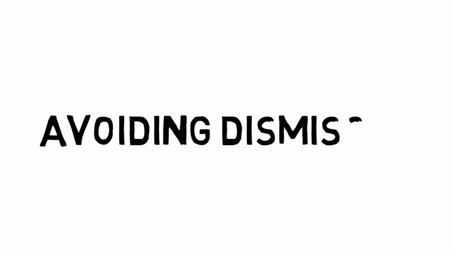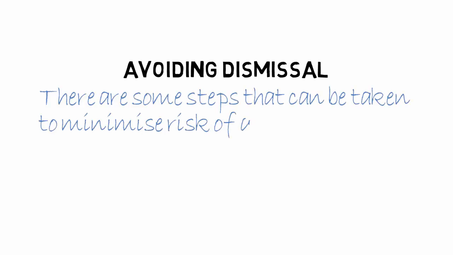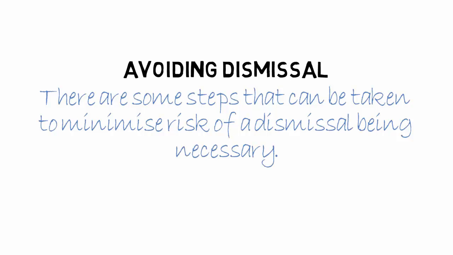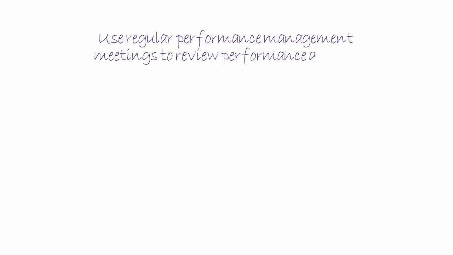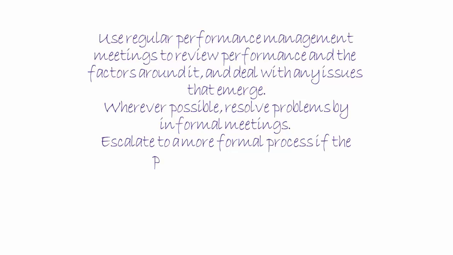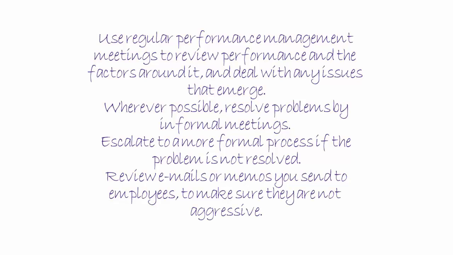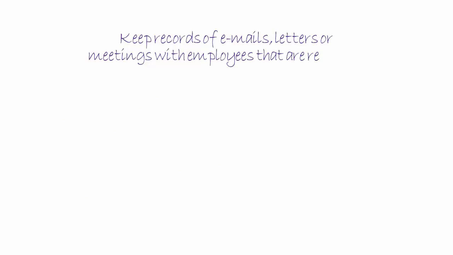Avoiding dismissal. There are some steps that can be taken to minimise risk of a dismissal being necessary. Use regular performance management meetings to review performance and the factors around it, and deal with any issues that emerge. Wherever possible, resolve problems by informal meetings. Escalate to a more formal process if the problem is not resolved. Review emails or memos you send to employees to make sure they're not aggressive. Keep records of emails, letters, or meetings with employees that are relevant to their performance.